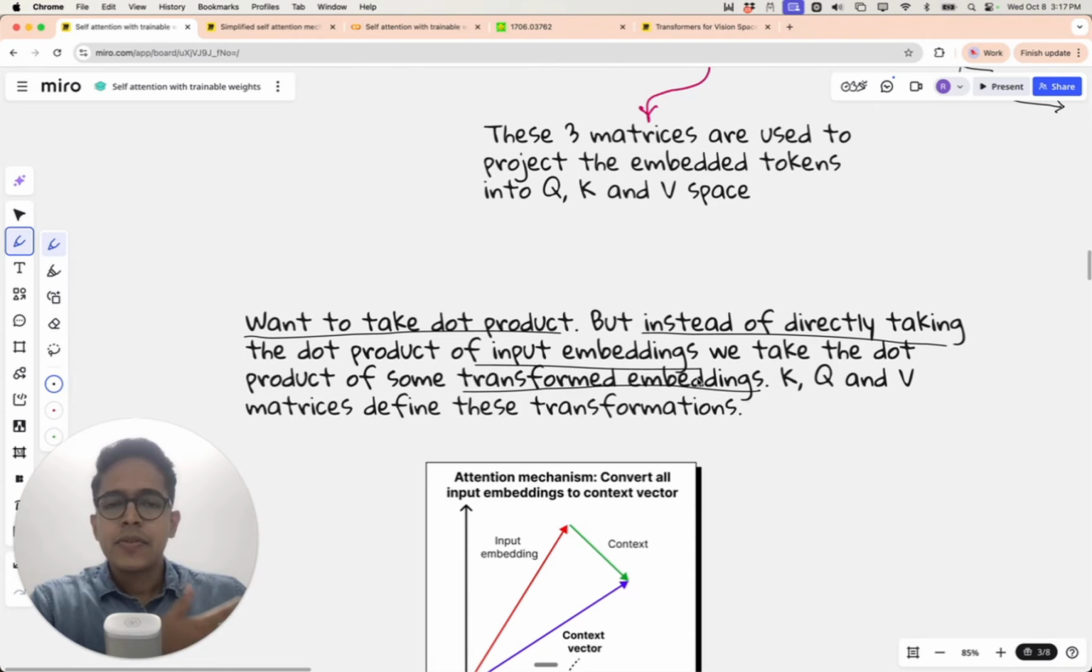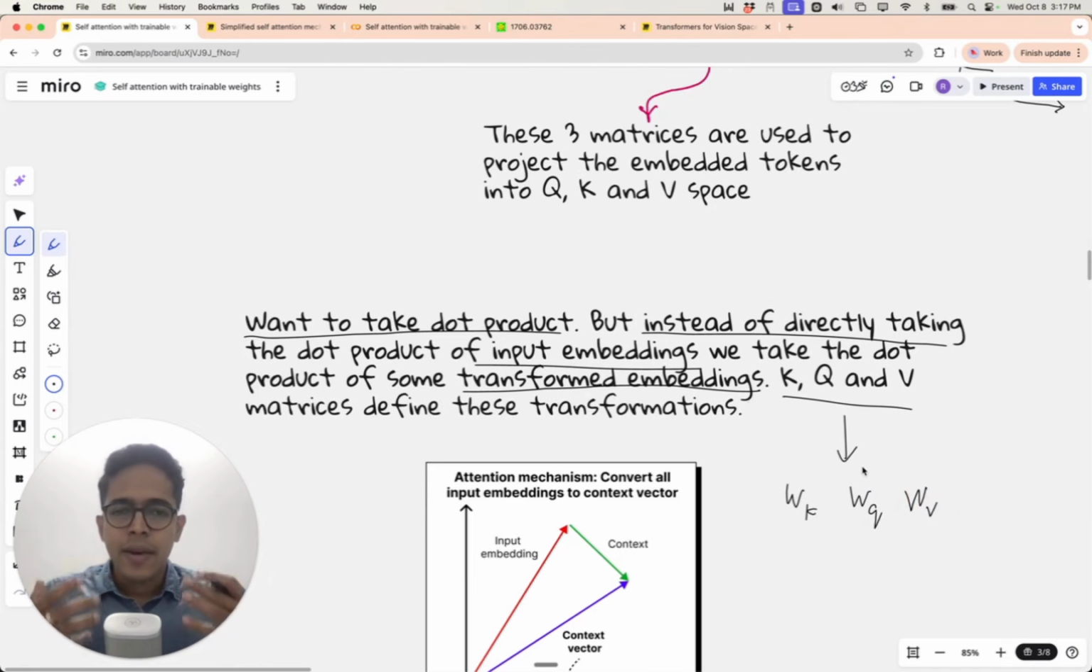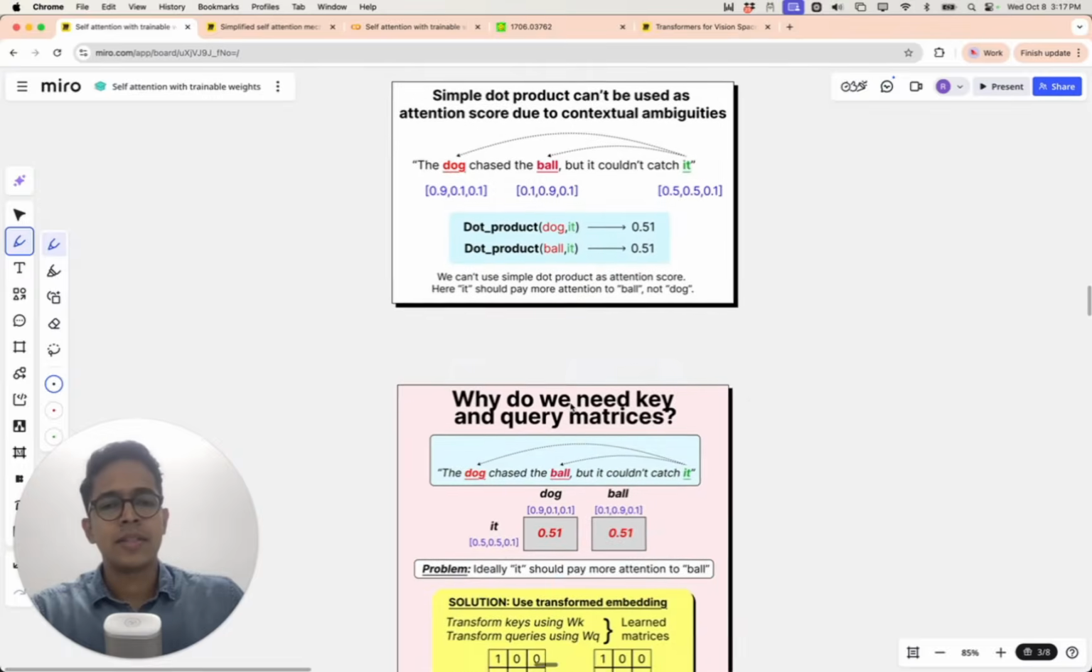So we transform these input embeddings using 3 matrices. We usually denote those matrices using the terms WK, the weight matrix corresponding to key, WQ, the weight matrix corresponding to query, and WV, the weight matrix corresponding to value. So these matrices define how we have to transform the input embeddings before we can take a dot product. Now, what is the meaning of these key, query, and value matrices? We'll get to understand that in the course of today's lecture.